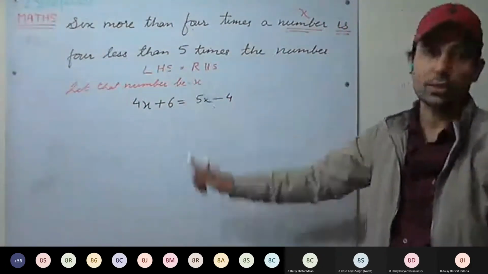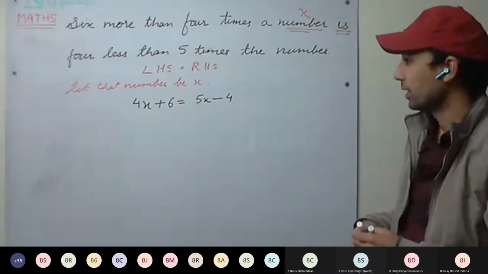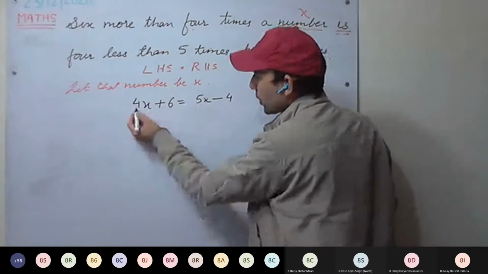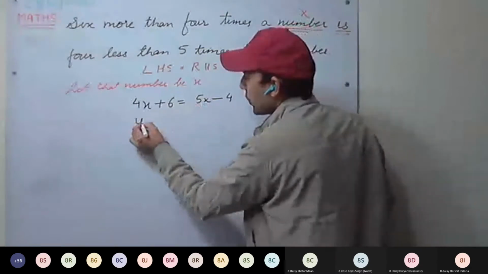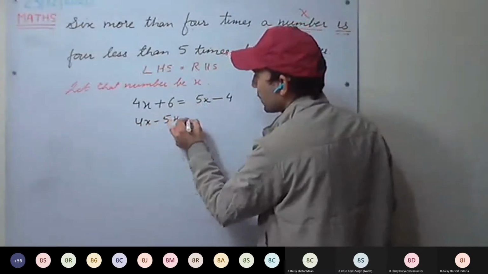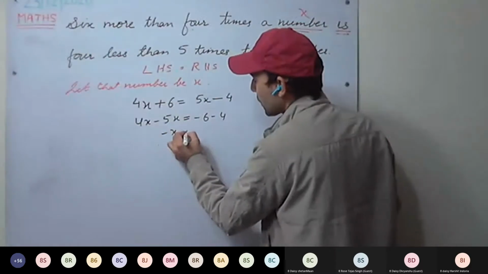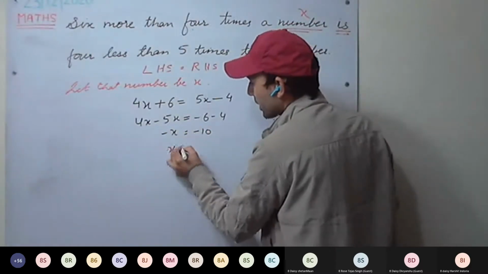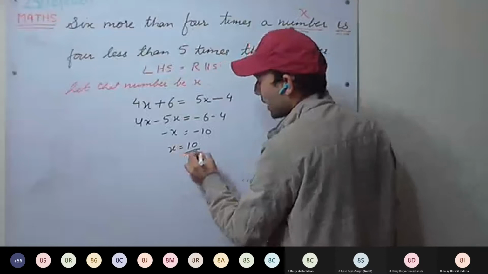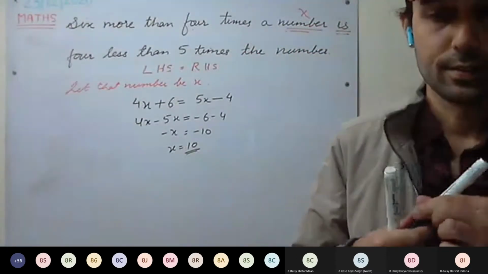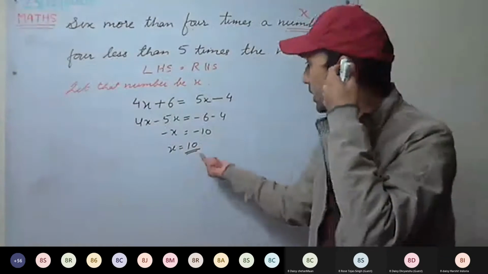Then now we can solve for that number. It's easy. All the x terms on one side. Either you take all there or this side. So 4x minus 5x equal to minus 6 minus 4. It is minus x equal to minus 10, x equal to 10. So that number is 10. You have to write it last. So the number is 10.